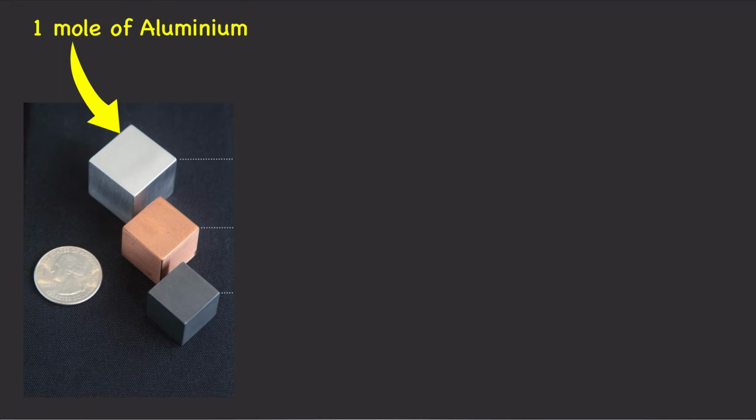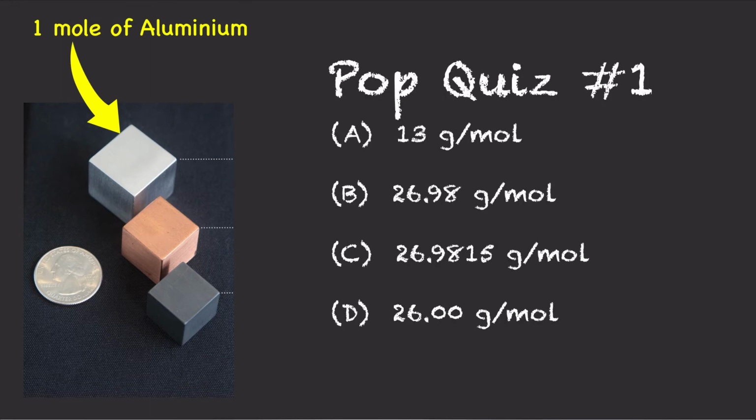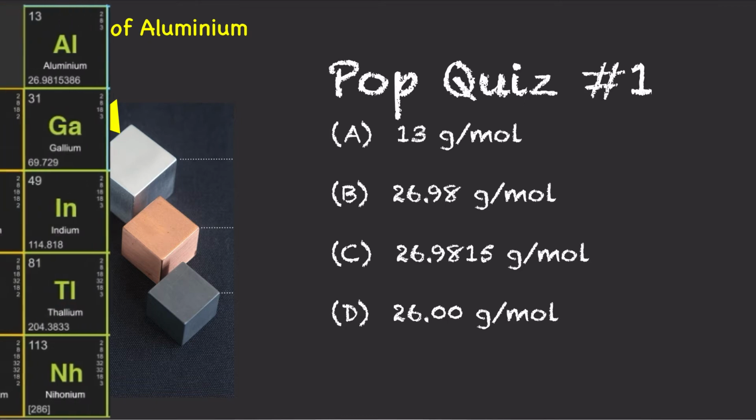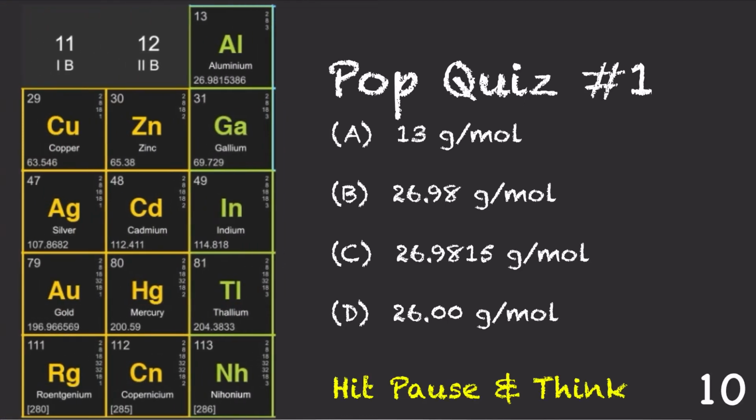This cube here is a mole of aluminum. Which of the following should you use as a mass in grams for 1 mole of aluminum atoms?